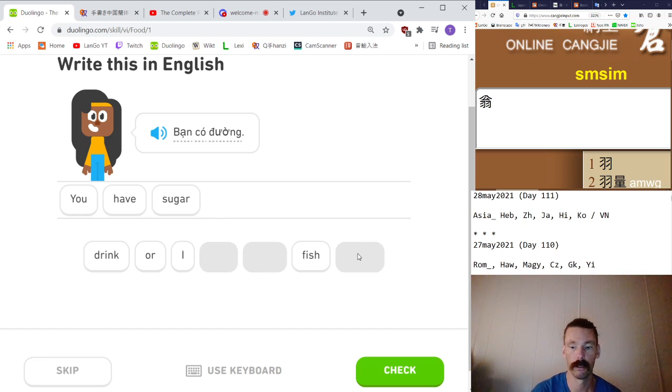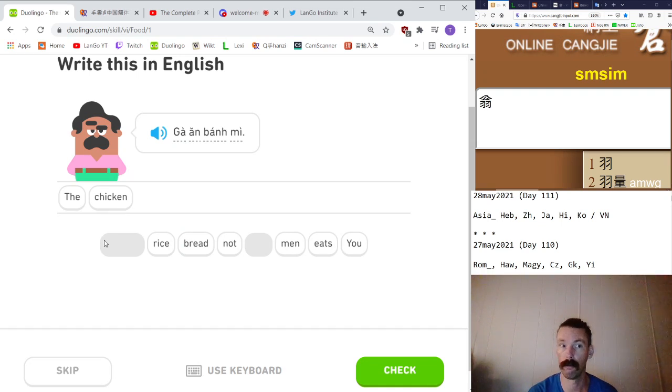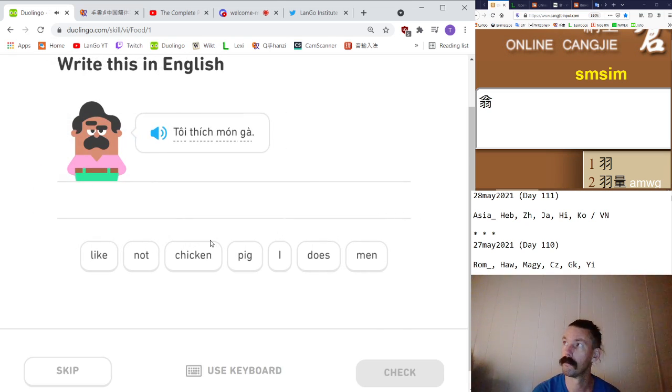You have sugar. Gà ăn bánh mì. Interesting that we don't need a classifier for chicken, just gà. Well, you often hear con gà. You do, and generally it wants, when you put it in definite in English, that's translating classifier plus noun. Con gà. Tôi thích món gà. I like a dish of chicken.